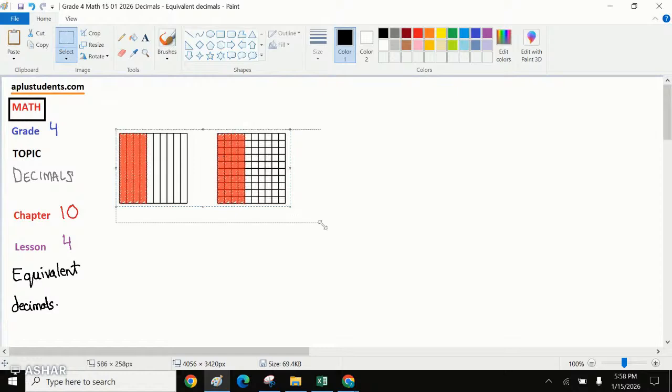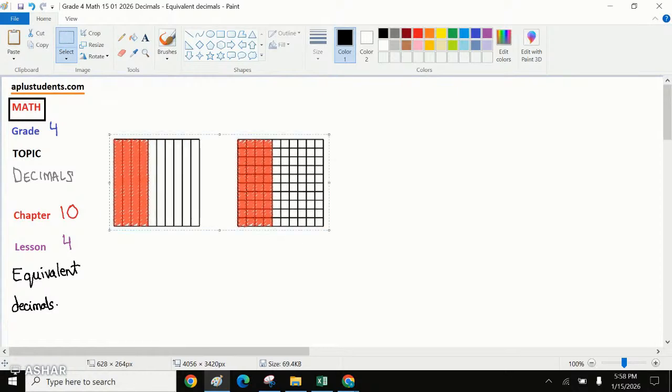If this is an example we have, see, one of the boxes has been divided into 10 segments and the other box has been divided into smaller 100 segments. So what we need to see over here is, are these two fractions equal? Are they equal? The first one we say is 1, 2, 3, and 4. That means 4 out of 10.